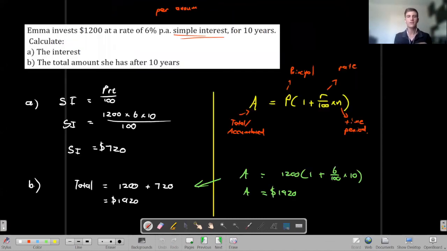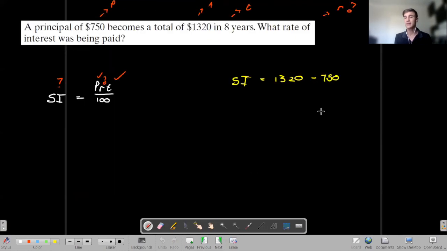So if we think about the previous question where we calculated the total, now they're giving me the total and the principal amount, but not the simple interest. But now we can just subtract the one from the other. So the simple interest is 1,320 minus 750, and that's equal to 570. And we are sorted. We can calculate that rate. So now we have 570, so let's substitute the values and shuffle around to calculate the rate.